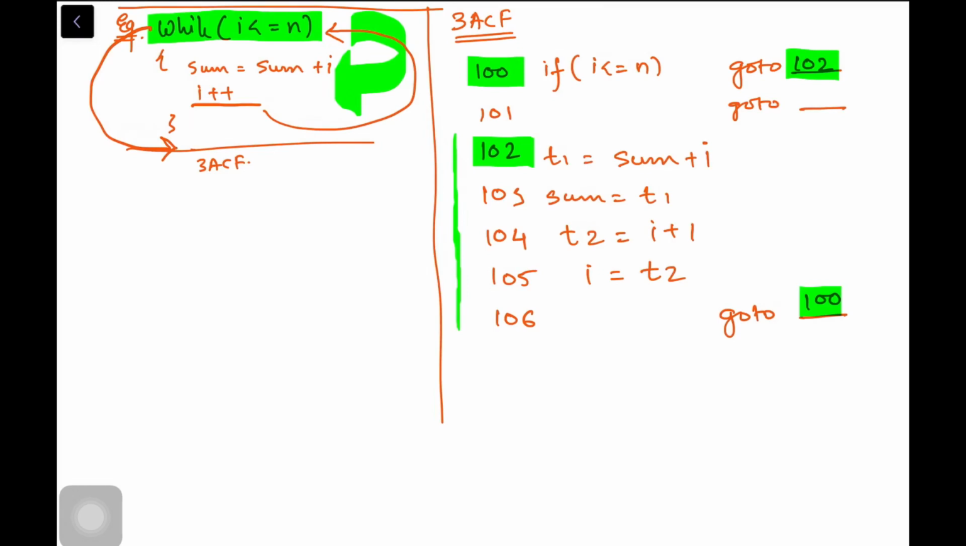Clear? समझ में आया? 107 is the remaining part of the code. That is the outside part. If the condition is false, we have to go outside the loop. So what will I do? When the condition is false, I will jump to the outside. When the condition is false, I will not execute the inner part, I will come outside the loop.